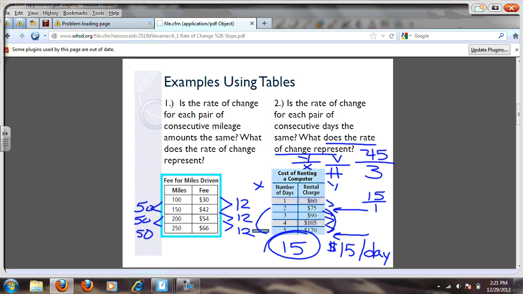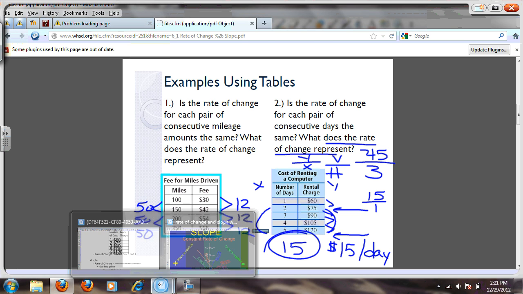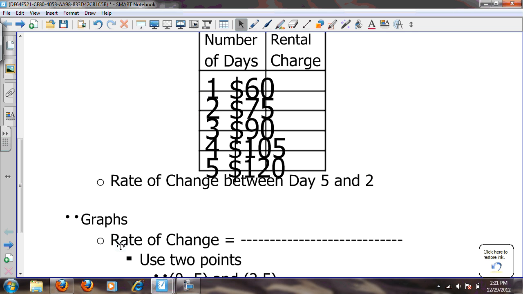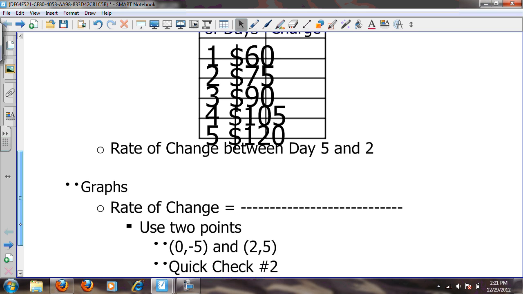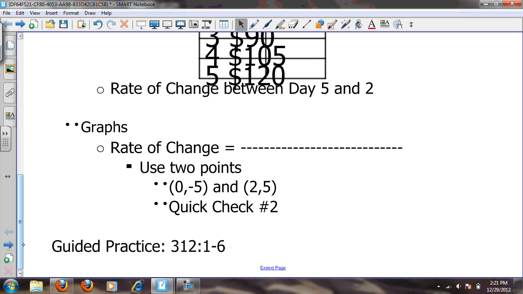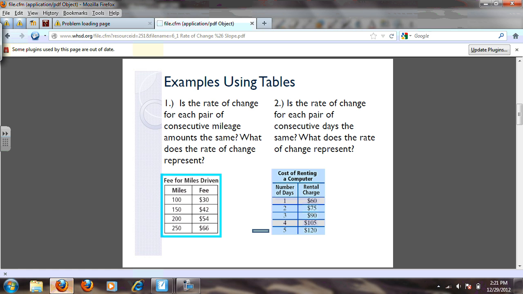Okay, so when the rate of change is constant, it becomes known as something else. We're going to stop our video there for just a moment. I think I need to do one more thing here. Let's look at example 2. Let's look at the graphs. Rate of change. Let's go over here and let's look at our graphs.